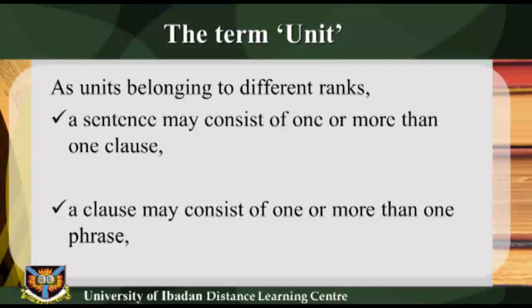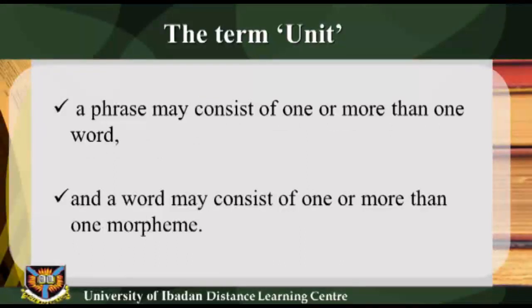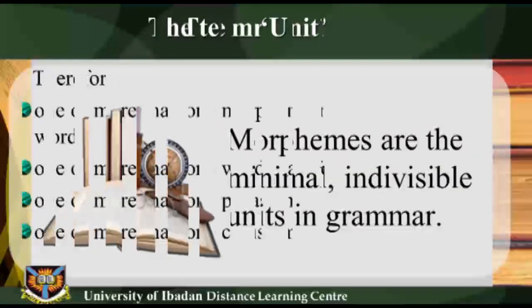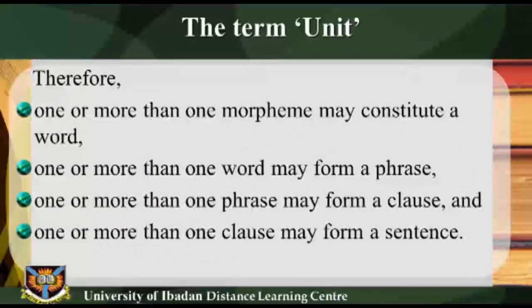As units belonging to different ranks, a sentence may consist of one or more than one clause. A clause may consist of one or more than one phrase. A phrase may consist of one or more than one word, and a word may consist of one or more than one morpheme. Morphemes are the minimal indivisible units in grammar. Conversely, we may also say that one or more than one morpheme may constitute a word. One or more than one word may form a phrase. One or more than one phrase may form a clause, and one or more than one clause may form a sentence.